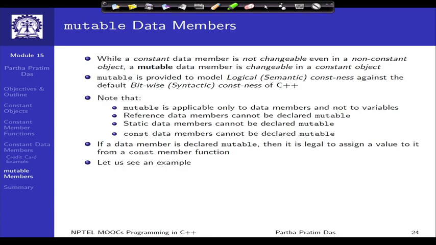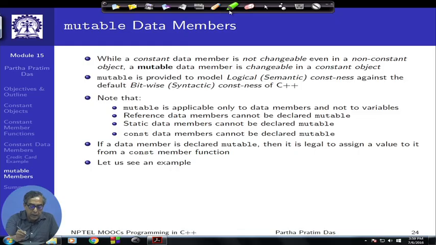Now, we will proceed and talk about another selective constness feature known as mutable data member. The concept of being mutable is closely related to the concept of constness. As we know, a constant data member is not changeable even when the object is non-constant. This is what we have learned. On the other hand, a mutable data member is changeable in a constant object.